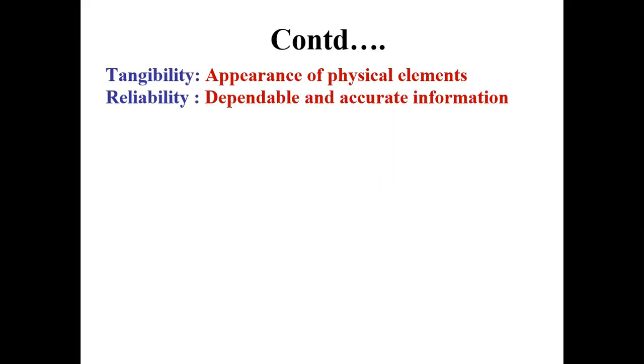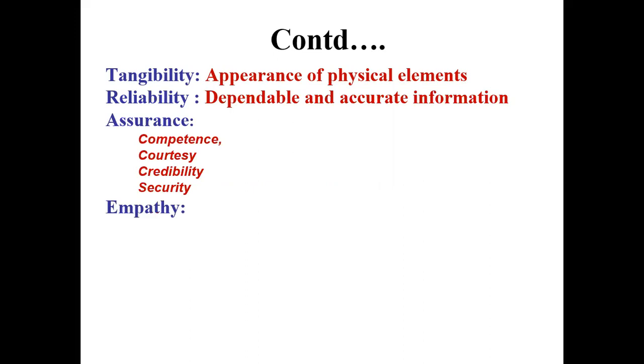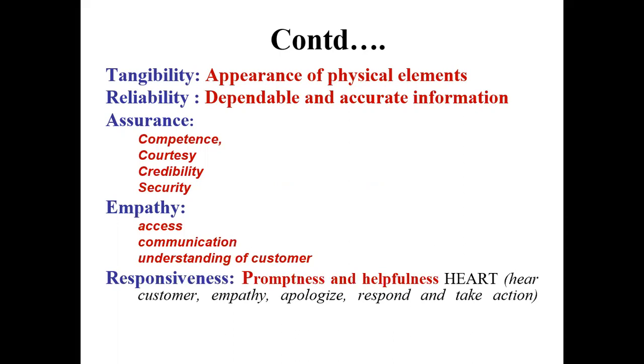The second dimension is reliability, that is dependable and accurate information. How accurate the information provided by the service provider is, is part of the reliability dimension. Later on, I am going to discuss the various sub-items also. Third comes assurance, which comprises competencies, courtesy, credibility, and security of the service provider. The fourth element is empathy, which includes access, communication, and understanding of the customer. And the last is responsiveness, which is promptness and helpfulness. How prompt and how helpful the service provider is.